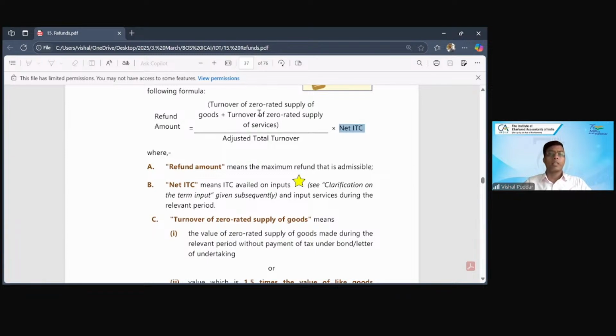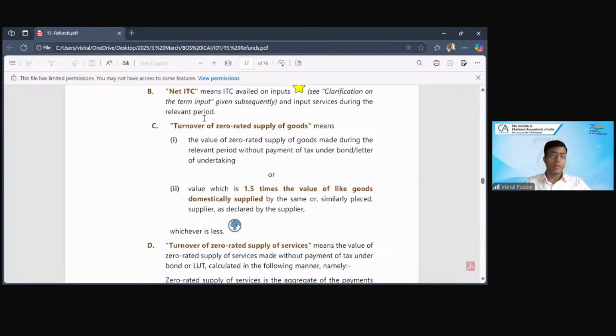Fine. Then we come to the meaning of the numerator. Now, there is an interesting condition over here as to what is the meaning of turnover of zero rated supply of goods and services. We already know what is zero rated supply of goods or services. Then what was the need of a definition? The need is what it says.